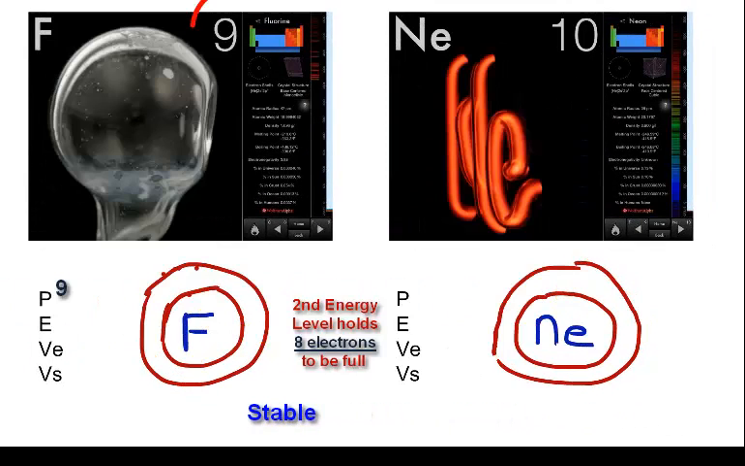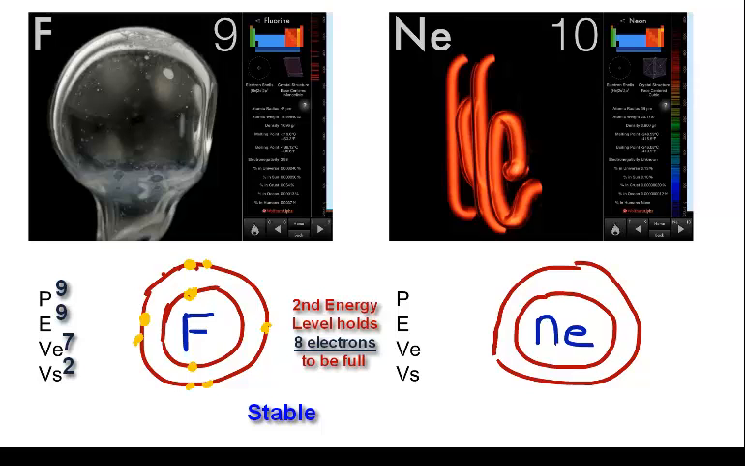Look at fluorine. Fluorine has 9 protons. It has 9 electrons. The first 2 of those 9 electrons go in the first energy level. The remaining 7 go in the second energy level. Now, is the number of valence electrons found in the atom of fluorine going to be 9 or 7? Hope you tell me 7, because the valence electrons are only those electrons found in the outermost energy level, which is the second energy level.